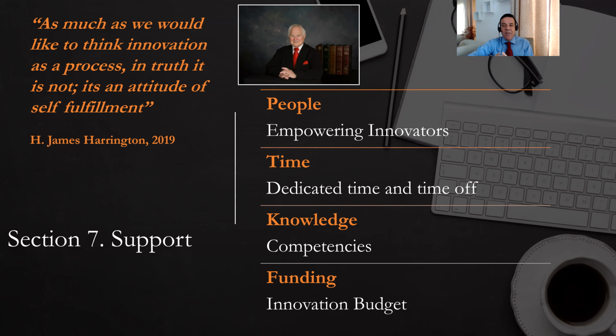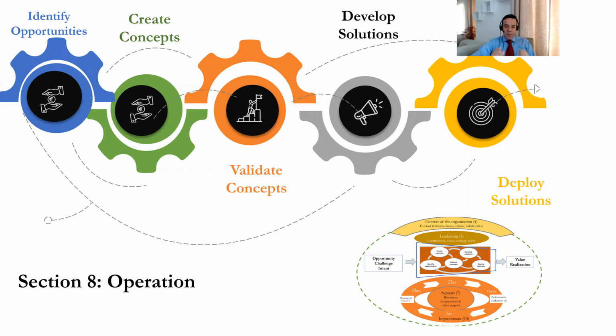You don't have to have a huge budget, but still you need to have a budget for innovators that is going to help them, that is going to motivate them, and is going to provide them with the resources that they need. In section 8, it's operation. And I would say this is the heart of the standard. This is basically the innovation process.